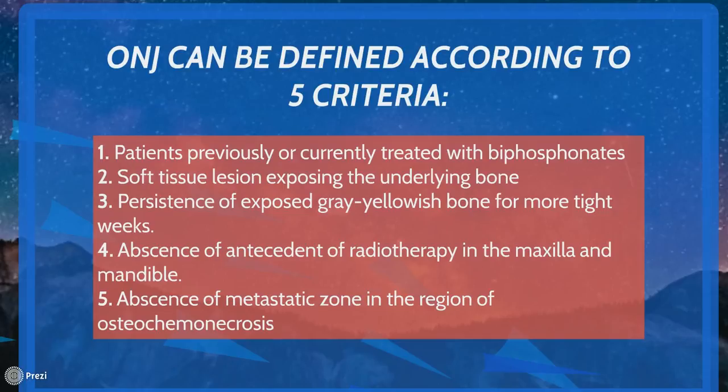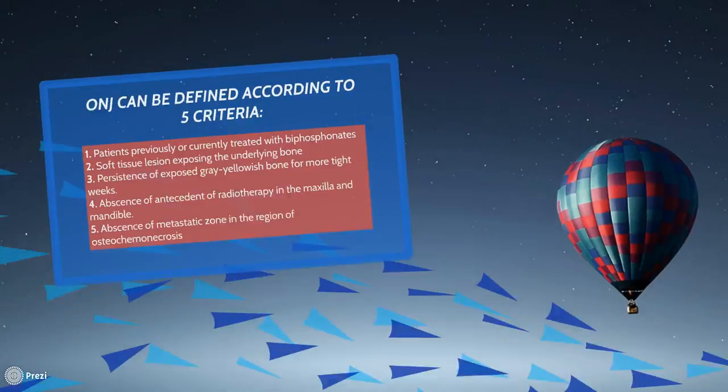ONJ, or osteonecrosis of the jaw, can be defined according to 5 criteria. First, patients previously or currently treated with bisphosphonates. Second, soft tissue lesion exposing the underlying bone. Third, persistence of exposed gray-yellowish bone for more than 8 weeks. Fourth, absence of antecedent of radiotherapy in the maxilla and mandible. Fifth, absence of metastatic zone in the region of osteochemonecrosis.